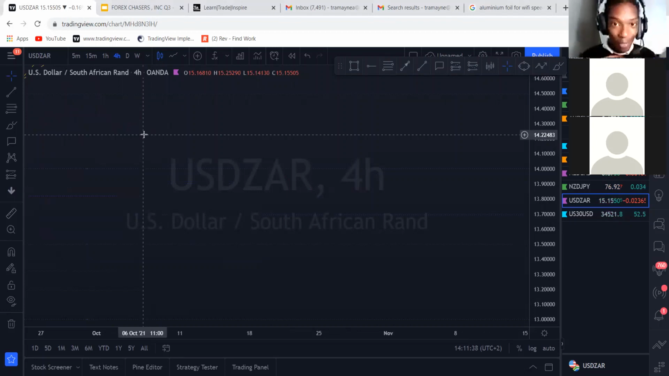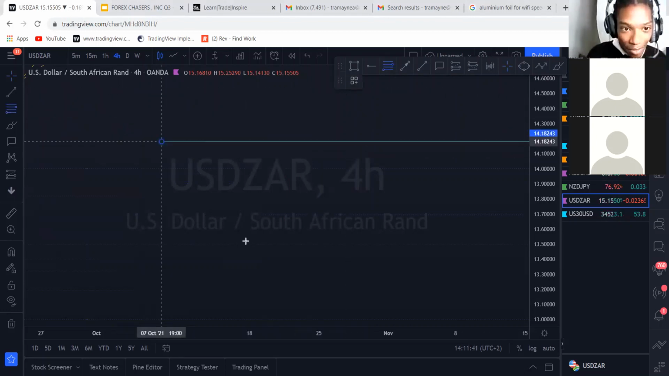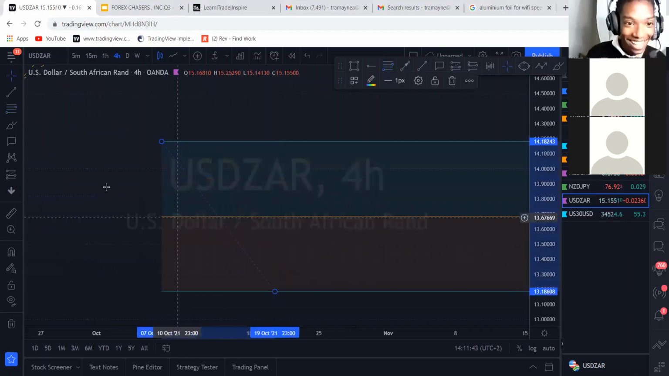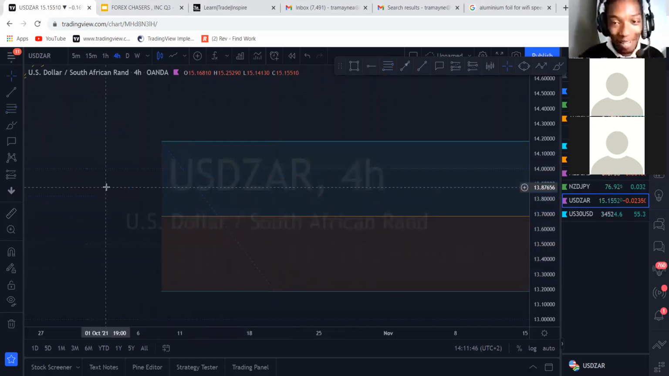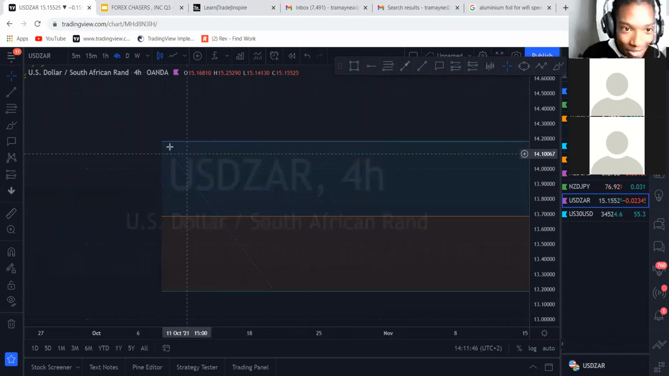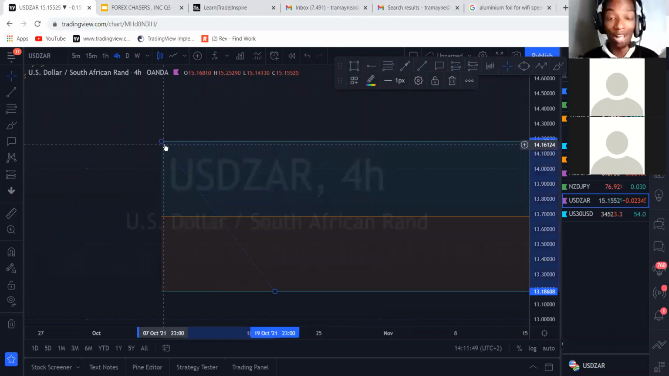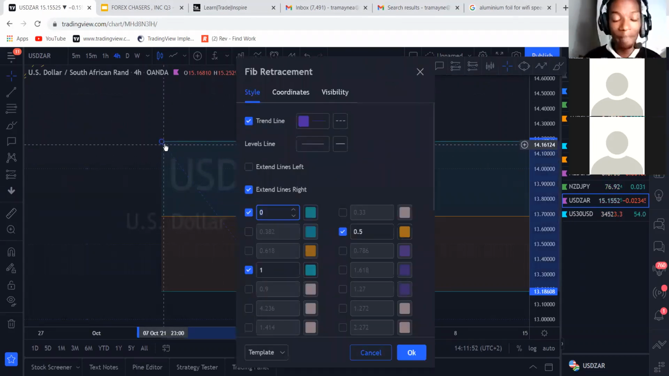So when it comes to Fibonacci, let me get my Fibonacci tool here. So this is what my Fibonacci currently looks like, because that's all I need on my Fibonacci. But I'll just go into the settings, and while I'm in the settings, I'll also be showing you how to switch on or switch off levels. So just double tap on your Fibonacci tool in your TradingView.